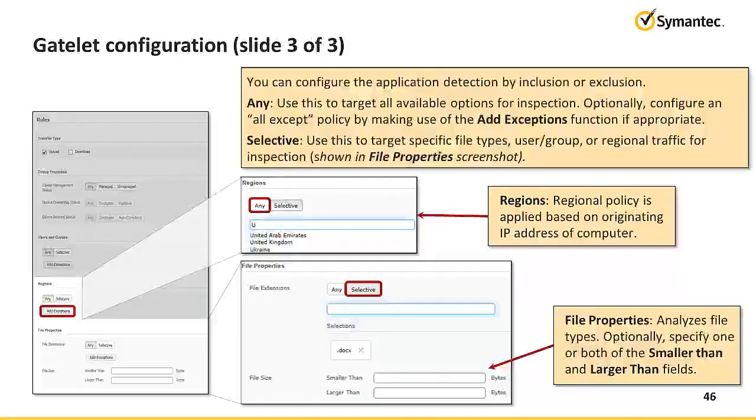Use selective to target specific traffic for inspection, and this can be filtered by users and groups, regions, and file properties. You can create one or multiple configurations per gatelet depending on whether there is greater granularity required, based on user location, for instance. Equally, you could opt for a blanket configuration which covers all gatelets for all users.